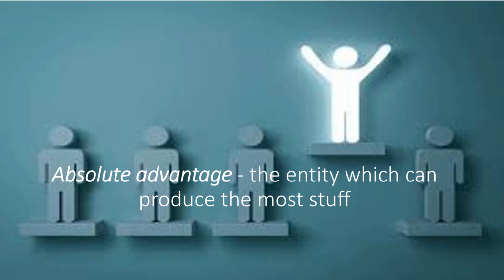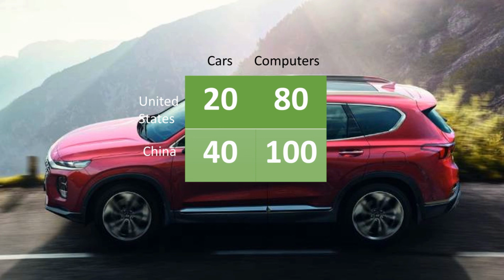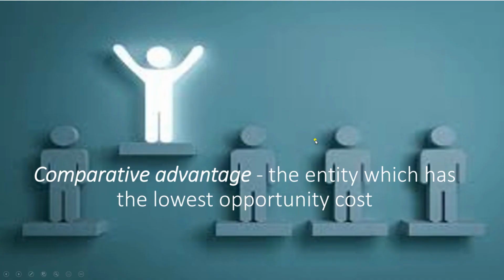Now, a country has the absolute advantage in the production of a good if it can produce the most of that good. So in this example, China has the absolute advantage in the production of cars, since it can produce more cars than the US, and it has the absolute advantage in computers, since it can produce more computers than the US, pretty obviously. But more importantly, a country has the comparative advantage in the production of a good if it can produce that good at a lower opportunity cost than the other country.